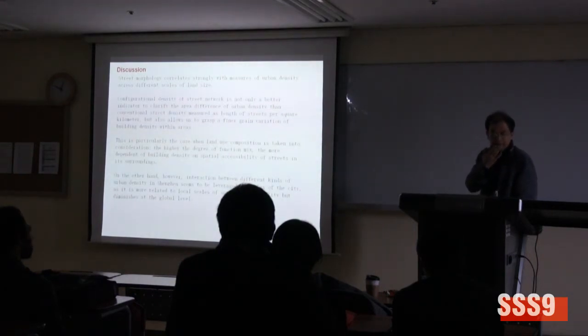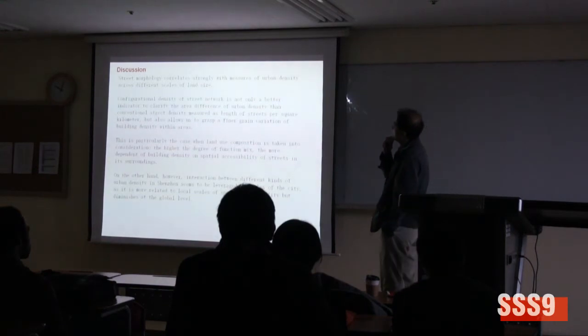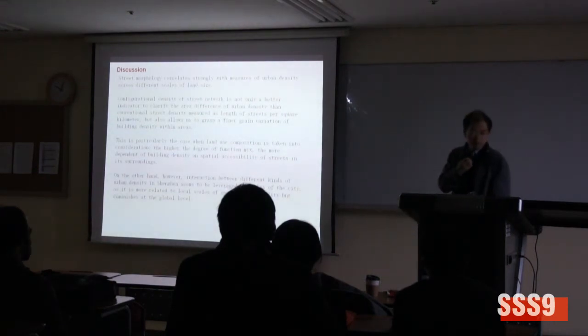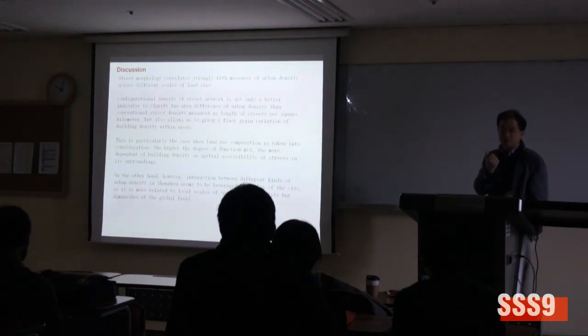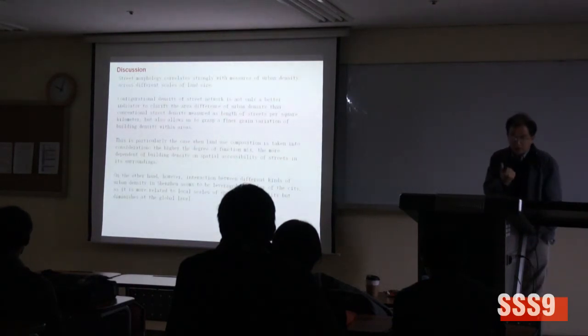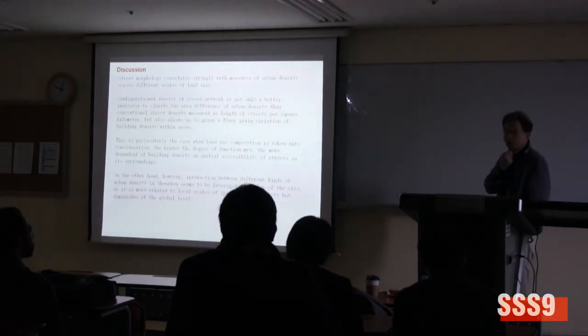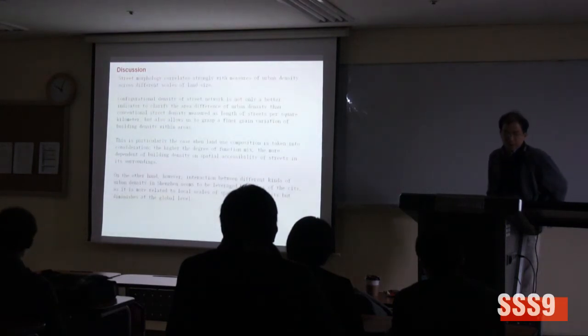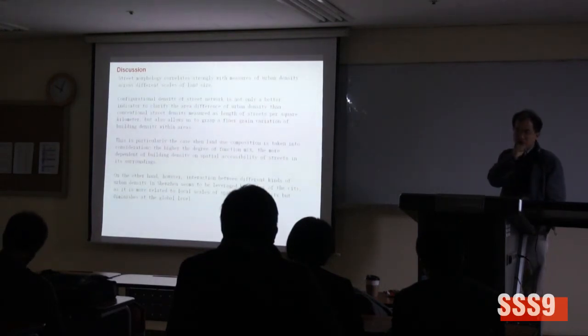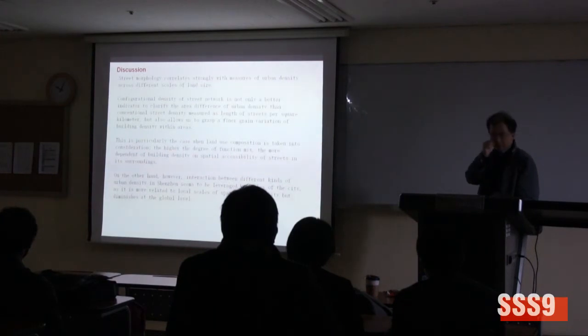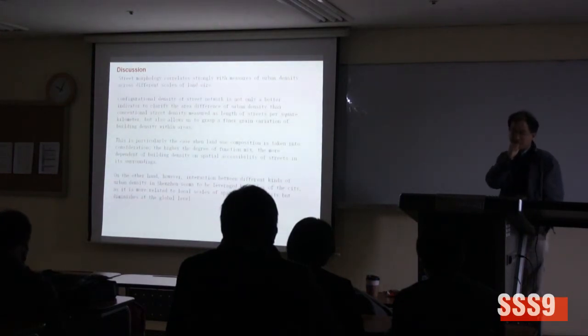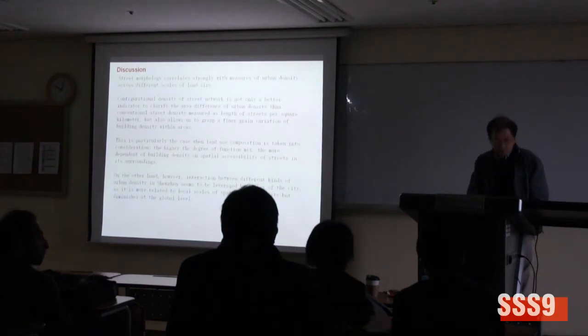And the configurational density of the street network is not only a better indicator to clarify the area difference of urban density than conventional street density, where the length of street per square kilometer, but also allows us to grasp finer variation of building density within areas. This is particularly the case when land use composition is taken into consideration. The higher the degree of function mix, the stronger the dependence of building density on spatial accessibility.